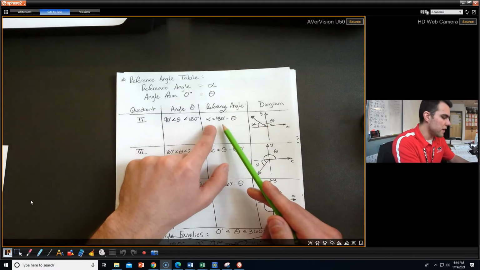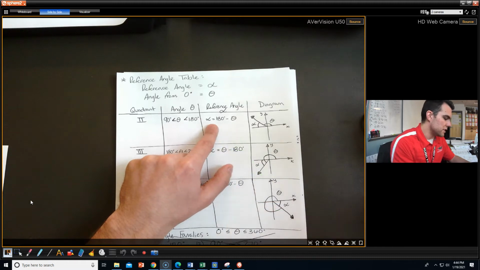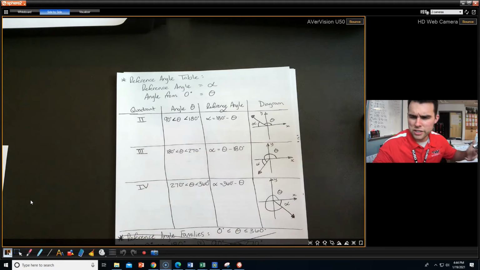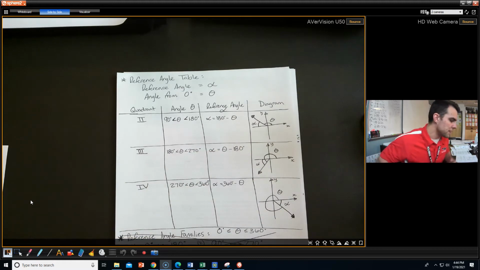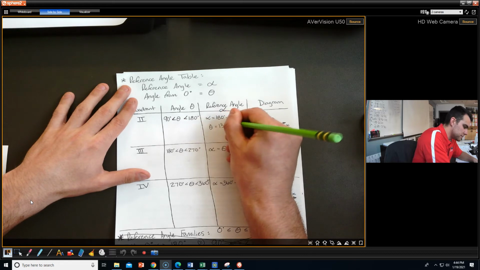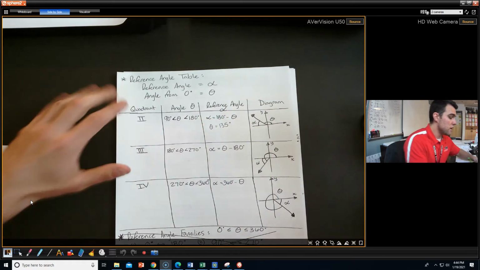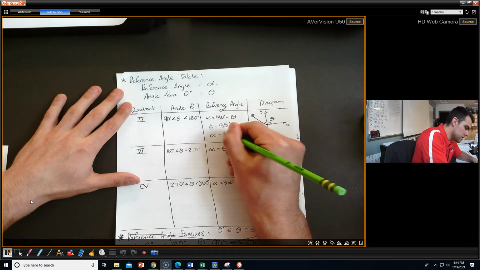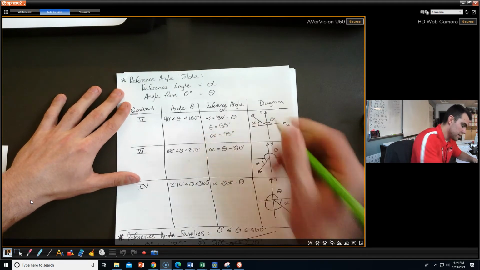And so to find the reference angle, it's just 180 degrees minus whatever theta this is, okay? So let's do 135 degrees. Let's say that theta is 135 degrees, right? So if I do 180 degrees minus 135, my alpha gives me 45 degrees, right?